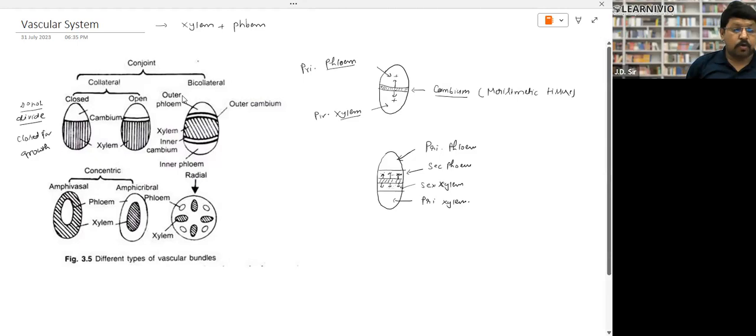Okay. Now bicollateral. In bicollateral, there will be xylem at the center, and at both ends of the xylem there will be phloem. And between the xylem and phloem there will be cambium, inner cambium and outer cambium. There are two cambium. So these are called bicollateral. Clear? In bicollateral, there is phloem on both sides, and in collateral there is just one phloem and one xylem, close together. Clear?